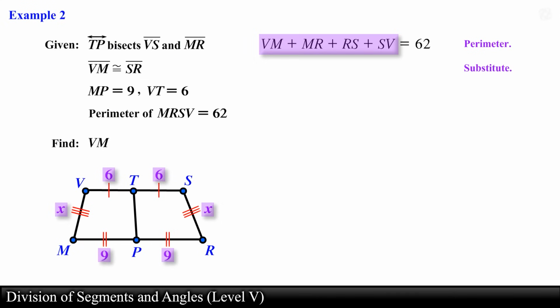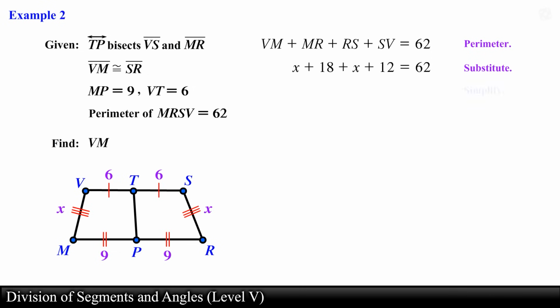So we replace the length of segment VM and segment SR with x, and replace the length of segment VS and MR with 12 and 18 respectively. Now it is just a matter of solving for x, so we collect like terms, subtract the constant, and divide both sides of the equation by 2.